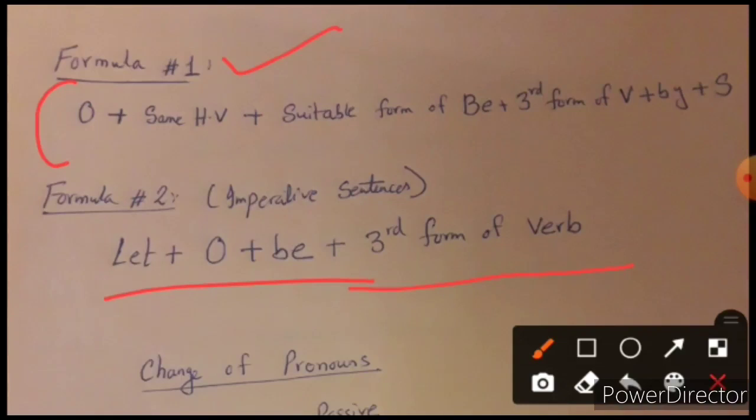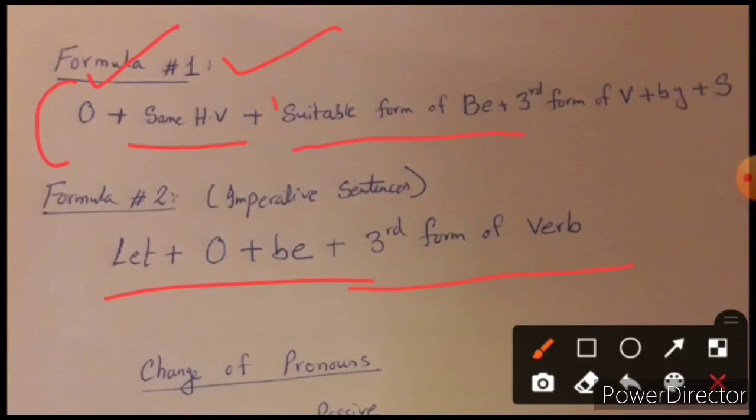In this, first of all, we put the object in the beginning. After that, we're going to use the same helping verb. Same helping verb means that if the tense has a helping verb, you're going to use the same helping verb over there. If the tense does not have a helping verb, then you're not going to use that helping verb. Okay, then we have the suitable form of be.